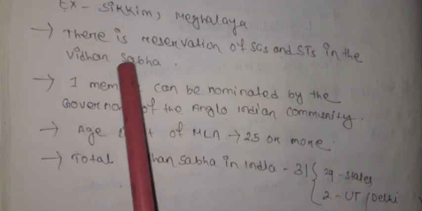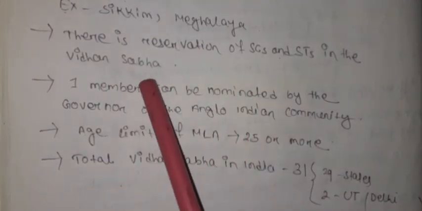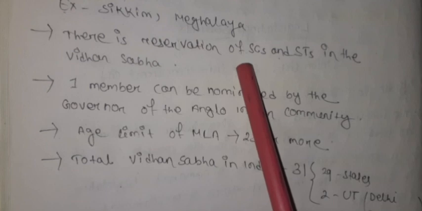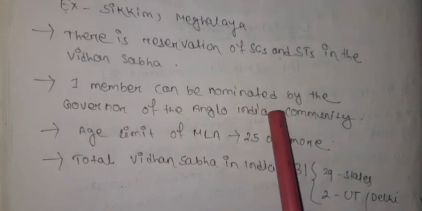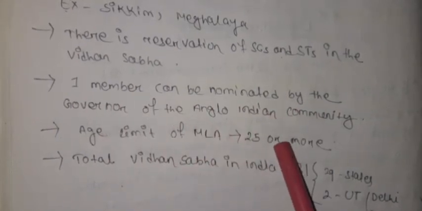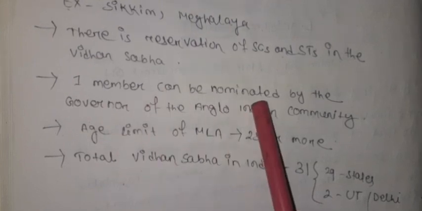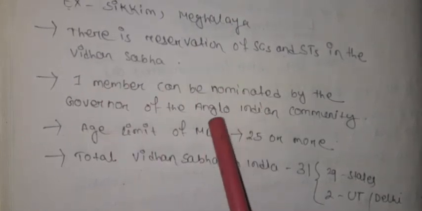If some small states have very small population, then their legislative assembly has fewer than 60 seats. Okay, for example, Sikkim has very few population, so their legislative assembly seats are also fewer, and Meghalaya also. There is a reservation of SC/ST in the Vidhan Sabha. The SC/ST castes have reservation in Vidhan Sabha. One member can be nominated by the governor from the Anglo-Indian community. Okay, one member nominated by the governor, and this one member should be an Anglo-Indian.